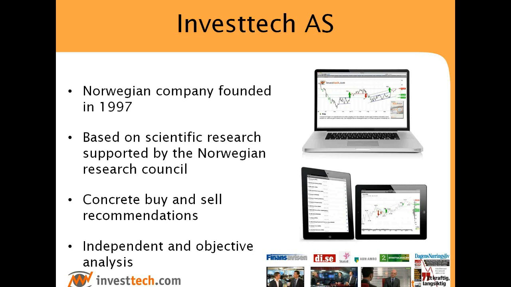Investtech is, as you know, a company from Norway, founded in 1997. We are working with research in behavioral finance and use quantitative analysis methods. Our research is supported by the Norwegian Research Council, and the results of our research are available in our analysis and in several articles that are published on our websites. We provide specific recommendations on all shares in 12 different markets, and in addition, commodities, currencies, and indices.